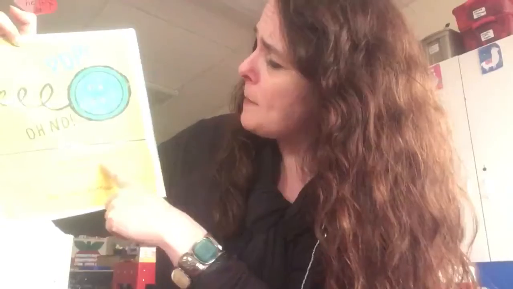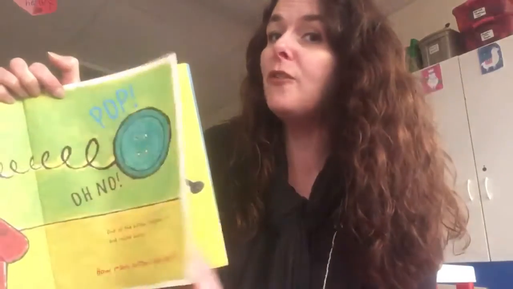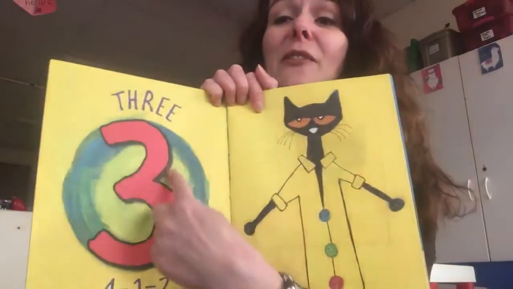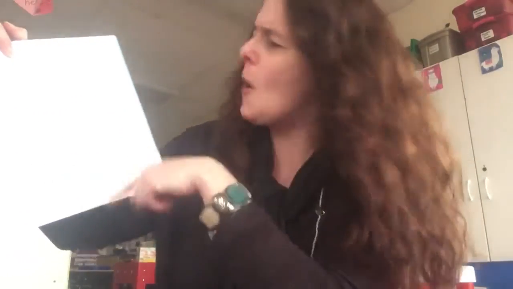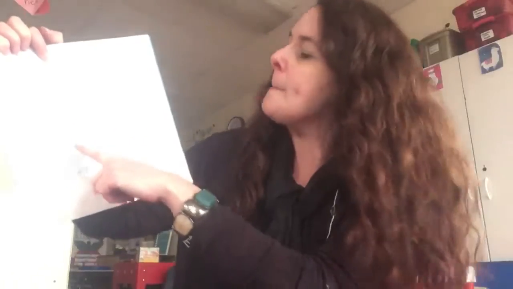Pop! Oh no! One of the buttons popped off and rolled away. How many buttons are left? There were four. How many are left? You're right! 3. 4 minus 1 equals 3. Did Pete cry? Goodness, no. Buttons come and buttons go. He kept on singing his song.